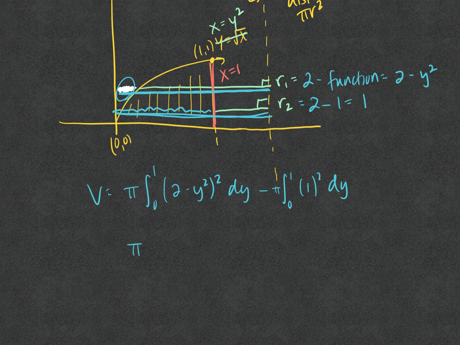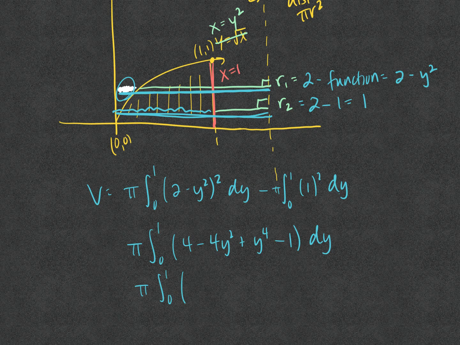So we're going to say pi, integral from 0 to 1. Remember to do FOIL. So we have 4 minus 4y squared plus y to the fourth, minus the 1 at the end, dy. So we have pi, the integral from 0 to 1. Some people integrate that like it is. I like to combine like terms as much as possible. So 4 minus 1 is 3, minus 4y squared plus y to the fourth dy.